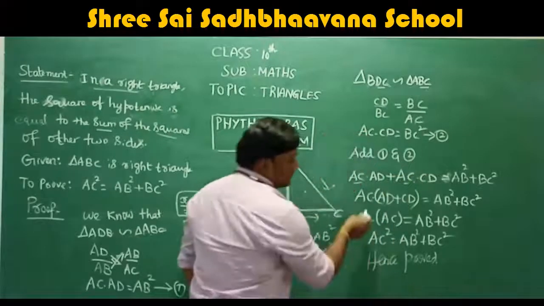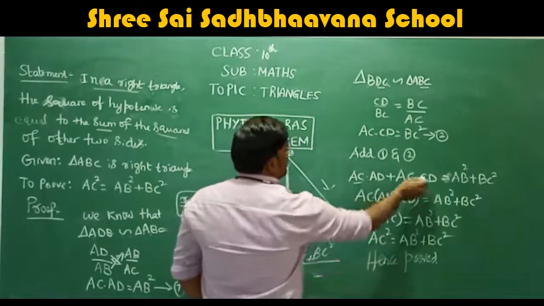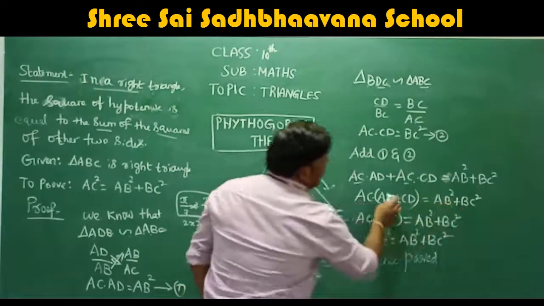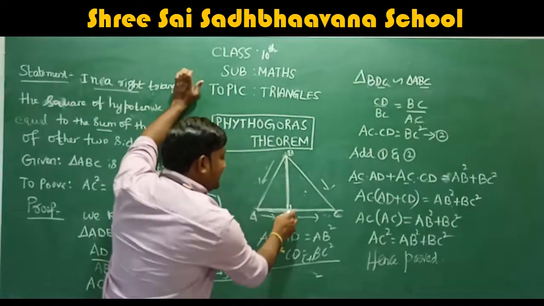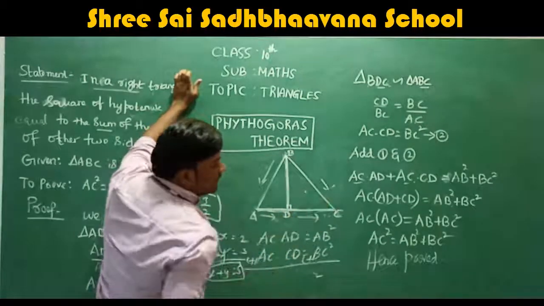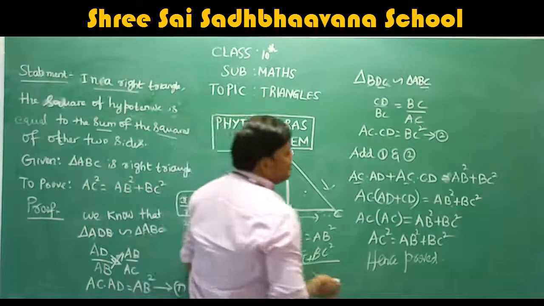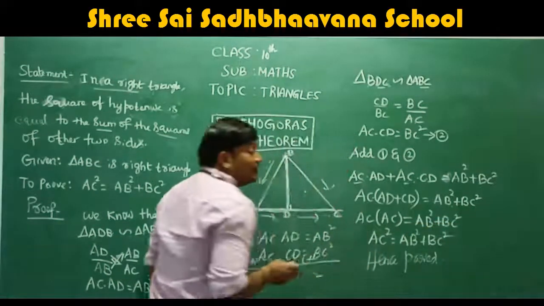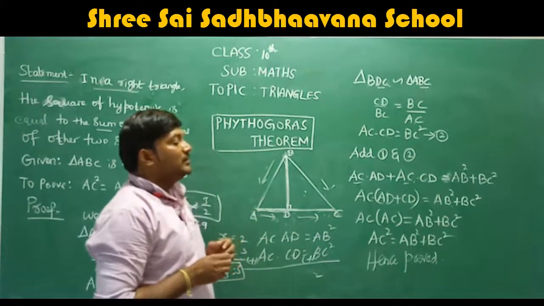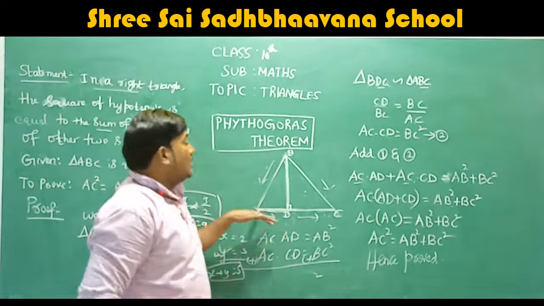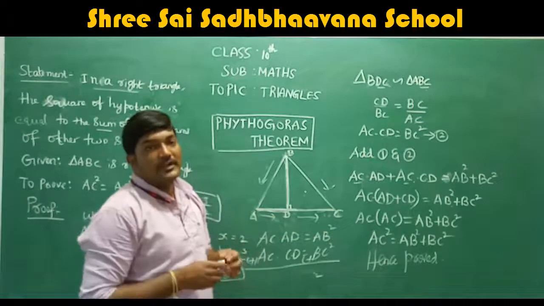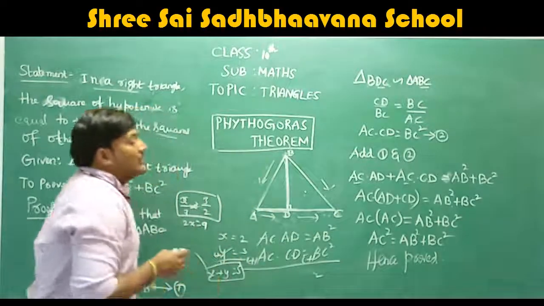In these two things, AC is common. So take AC common. If you take AC common, you will be left with AD plus CD. So AC into AD plus CD is equal to AB square plus BC square. And AD plus CD, here you observe, is the full side AC. Correct? AD plus CD is AC, as we know. So just substitute that. AC into AC is equal to AB square plus BC square. And AC into AC is AC square. So AC square is equal to AB square plus BC square. At last we proved that the hypotenuse square is equal to the sum of the squares of the other two sides. That is the proof. It's a very important proof.